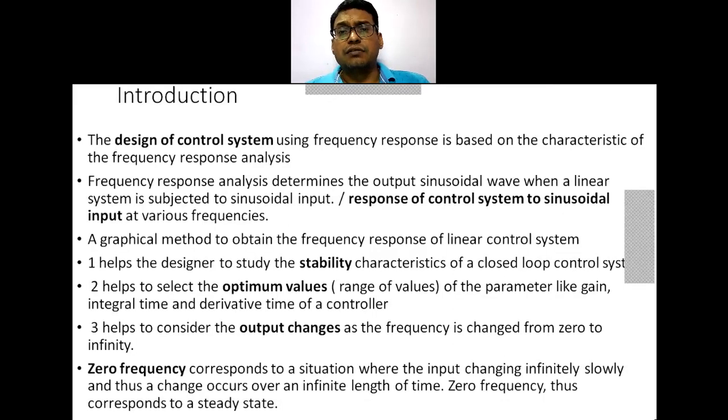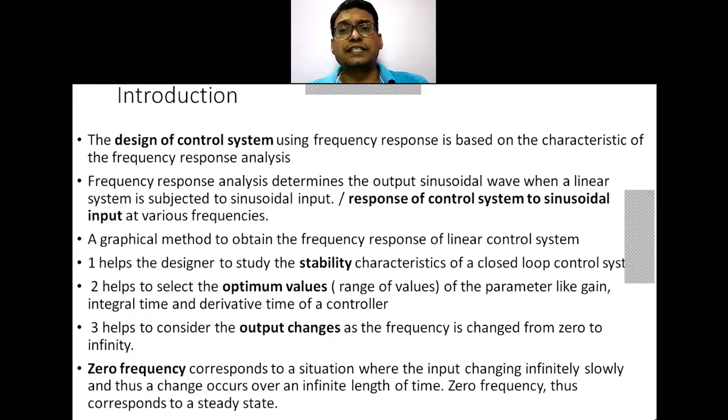Basically, it's about the stability of a control system. For that, different methods are there. One is the Routh-Hurwitz test, the root locus diagram, and the third is the frequency response technique.